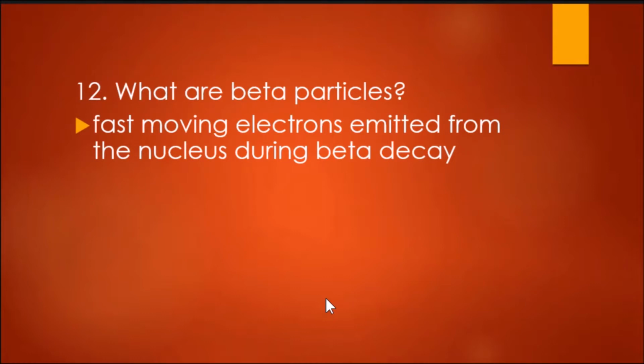What are beta particles? Fast-moving electrons emitted from the nucleus during beta decay.